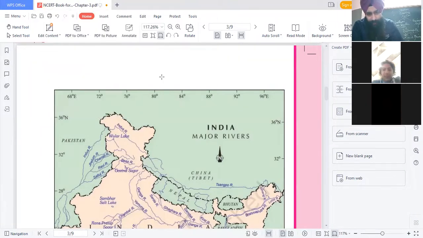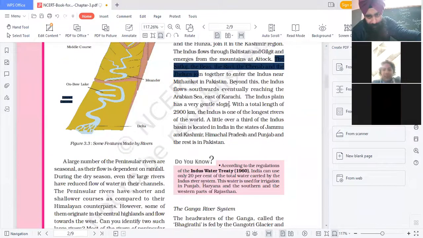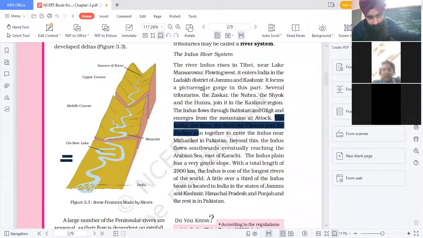So first, the Indus originates from Mansarovar lake situated on the Kailash ranges, from where it starts to flow towards the northwest and enters India through Jammu and Kashmir. This river makes a spectacular gorge at the Kailash Range in this part of Jammu and Kashmir.